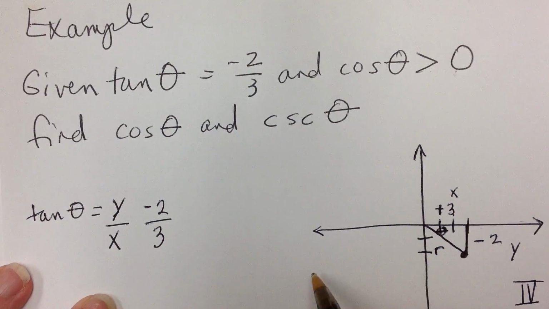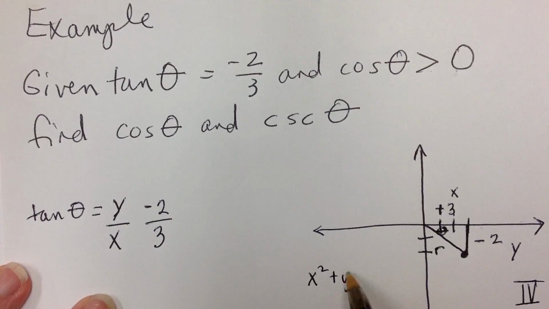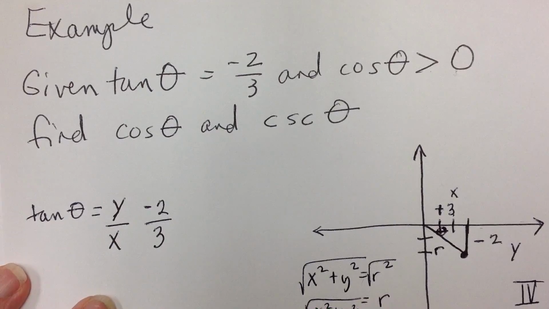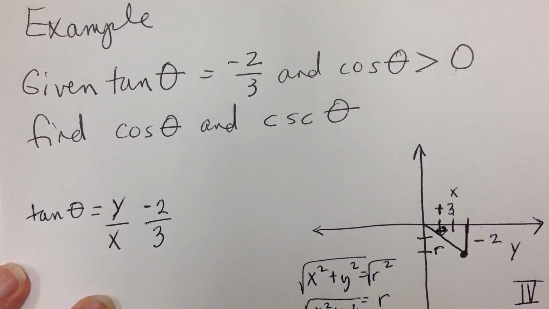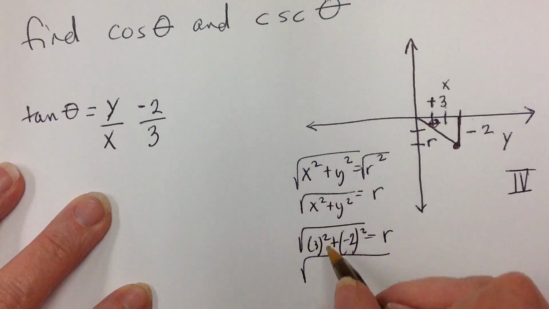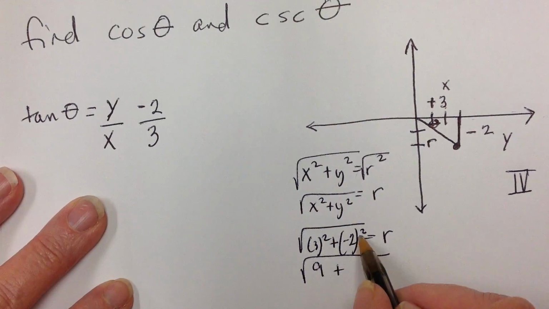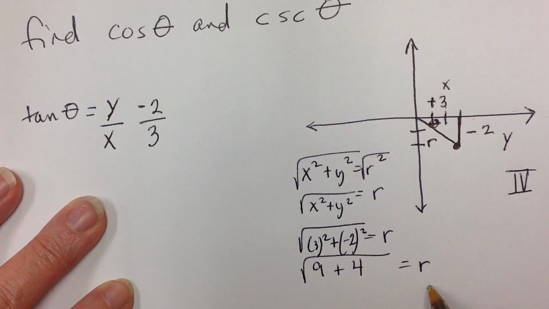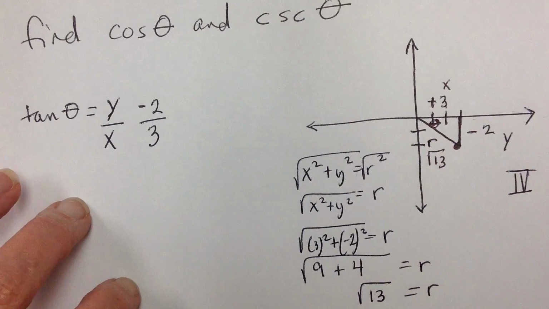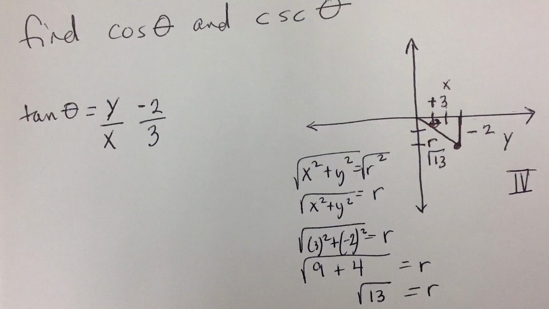Now let's find the value of r. So I have x squared plus y squared equals r squared. We know that r is equal to, when you take the square root of both sides, the square root of x squared plus y squared. So to find r, I have x, which is 3 squared, plus y, which was negative 2 squared. So that gives me 3 squared gives you 9, negative 2 squared gives you 4. Therefore, r is equal to the square root of 13.